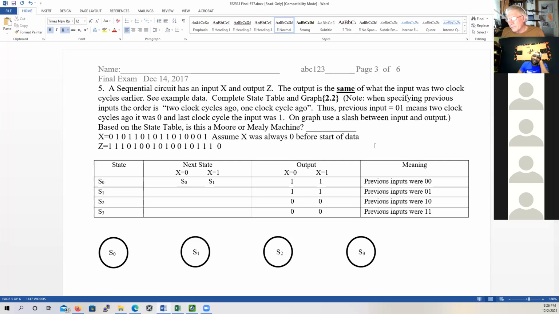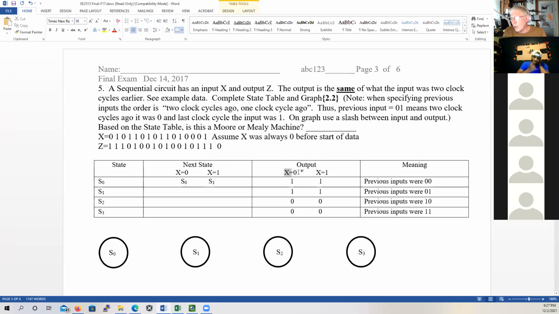So this is a Mealy circuit? Yeah. Remember, all you have to do is look at this, and the output depends on X. So you know it has to be Mealy. Does everybody see how you look at this?